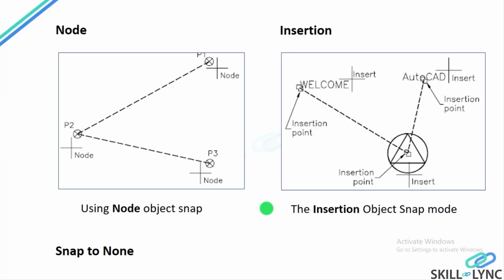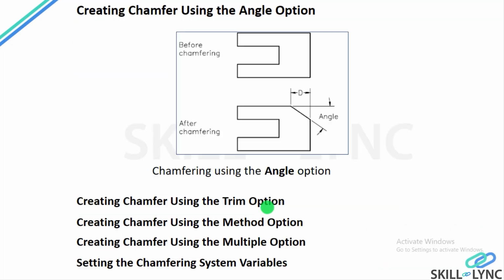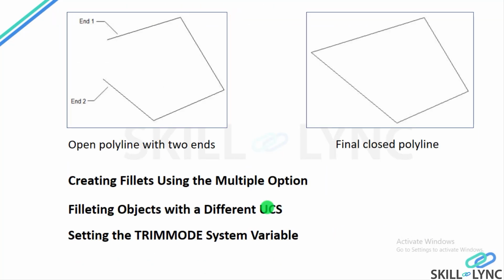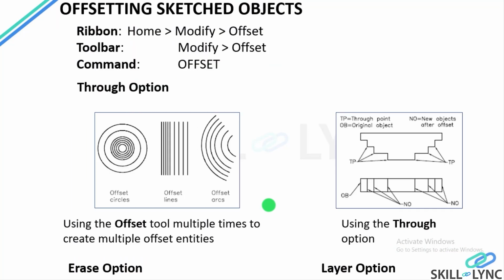If we have missed something, we can take it down here itself and move to the next command, which is the scaling option. Then we will go for scale and rotate options. So here you have the erase option, the layer option, the through option, and the distance option.